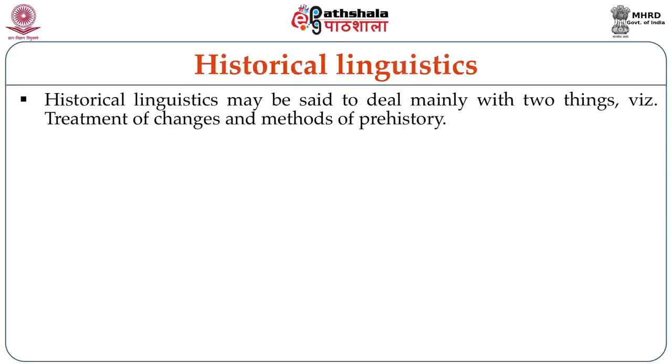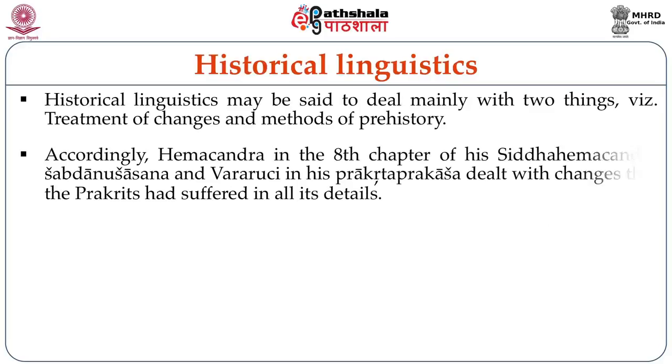Historical linguistics may be said to deal mainly with two things, viz. treatment of changes and methods of prehistory. Accordingly, Hemachandra in the 8th chapter of his Siddha Hemachandra Shabdanusasana and Vararuchi in his Prakrita Prakasha dealt with changes that the Prakrits had suffered in all its details.